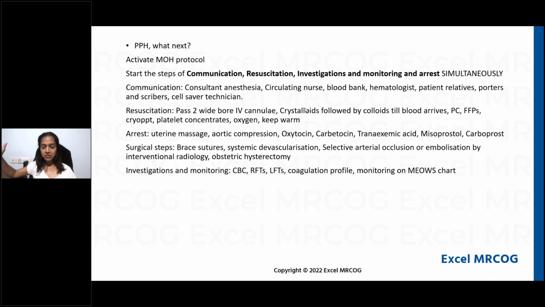So complete blood count, renal function test, liver function test, coagulation profile, and at the same time somebody has to monitor her observations on a MEOWS chart. So these are the steps you need to mention when there is PPH. And when you stick to these 4 components, communication, investigations, resuscitation, monitoring, and arrest of bleeding, you will not forget points. So you organize your answer according to these 4 broad categories.